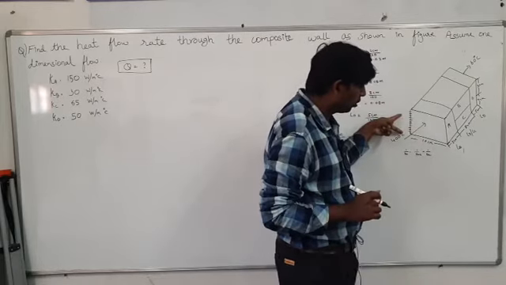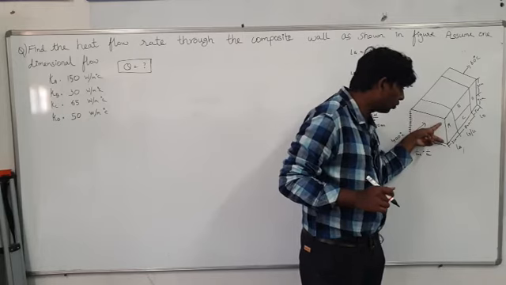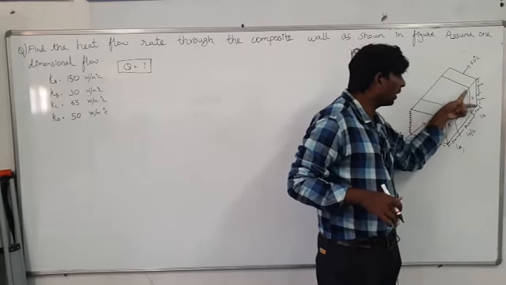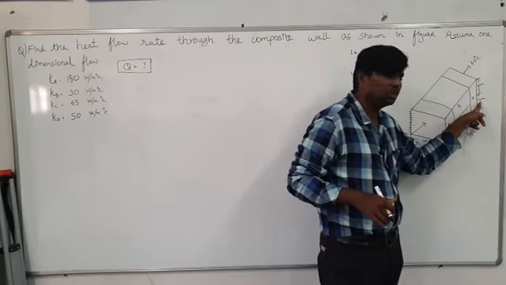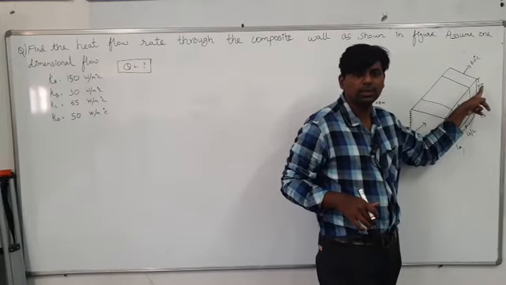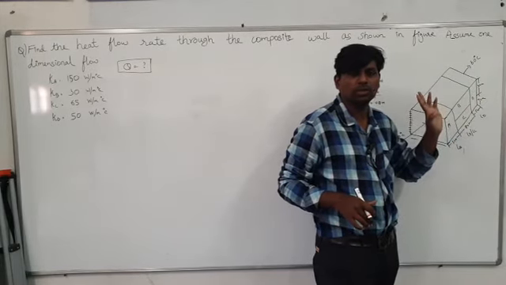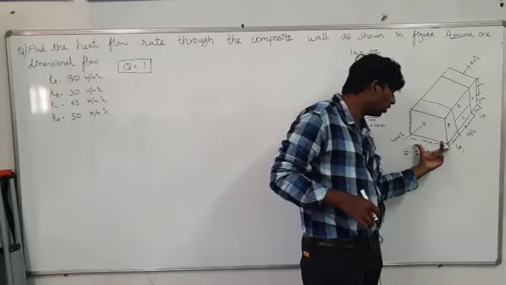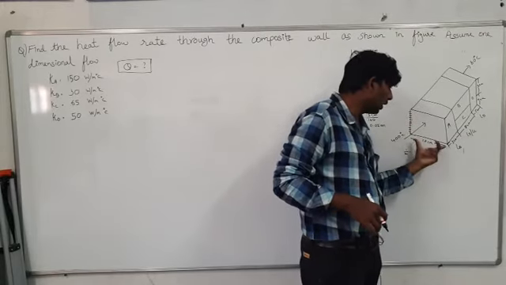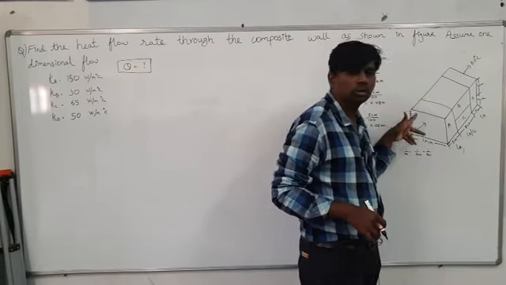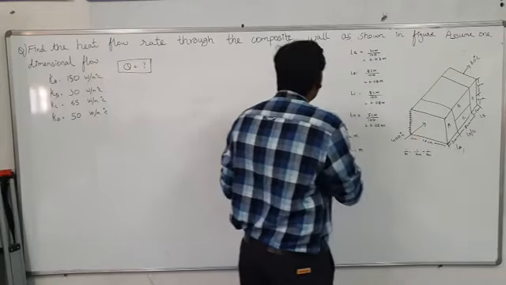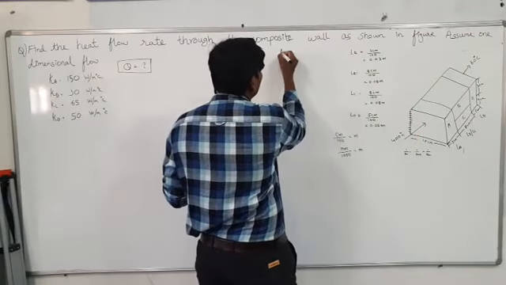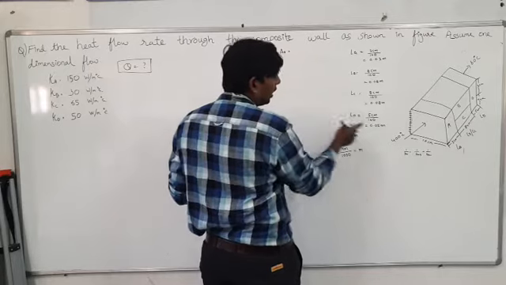Here the dimension is not given. If you see the adjacent part, the dimension is given. How much is this? 7. How much is this? 3. 7 plus 3, how much will it be? 10. So you know that this one is also 10, this one is also 10, and this one is also 10. So you will get the area AA. What is the area AA?